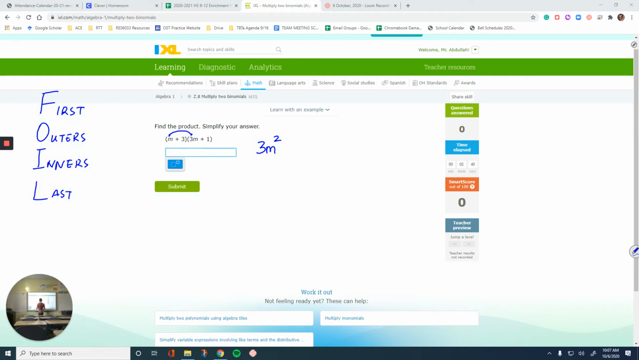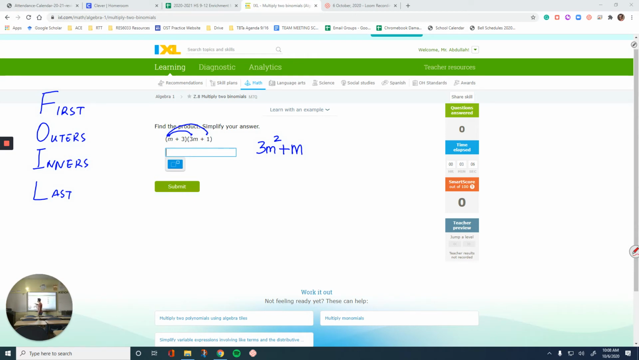So the one on the outside, in the first parentheses I have m, and the one in the other parentheses I have 1. These are on the outsides. So the outer terms multiplied, m times 1, they are both positive because they don't have negatives in front of them. So it's positive 1m or just plus m. 1m and m are the same.